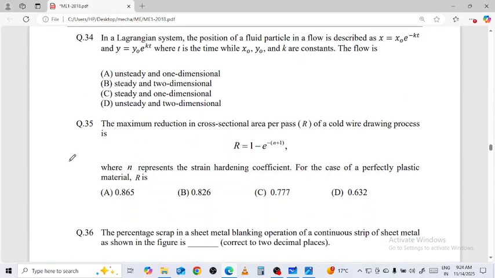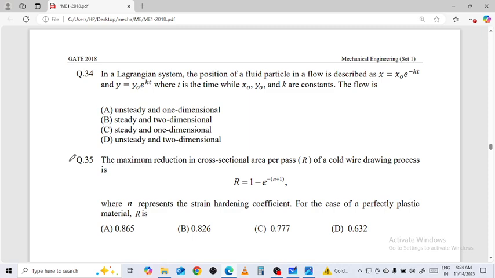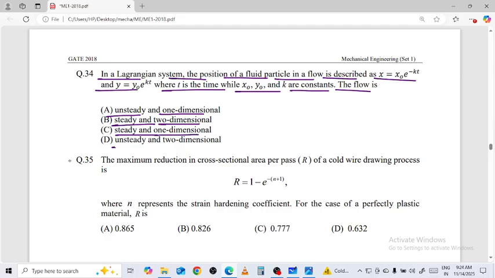नेक्स्ट में हूँ बिलोंग करते हैं 34th नंबर में. In a Lagrangian system, position of fluid particle in a flow is described as x is equal to x naught e की power minus kt, y is equal to y naught e की power kt, where t is the time while x naught y naught k are constant. Flow is unsteady and one dimensional, steady and two dimensional, steady and one dimensional, unsteady and two dimensional. Okay, on that note, x and y.